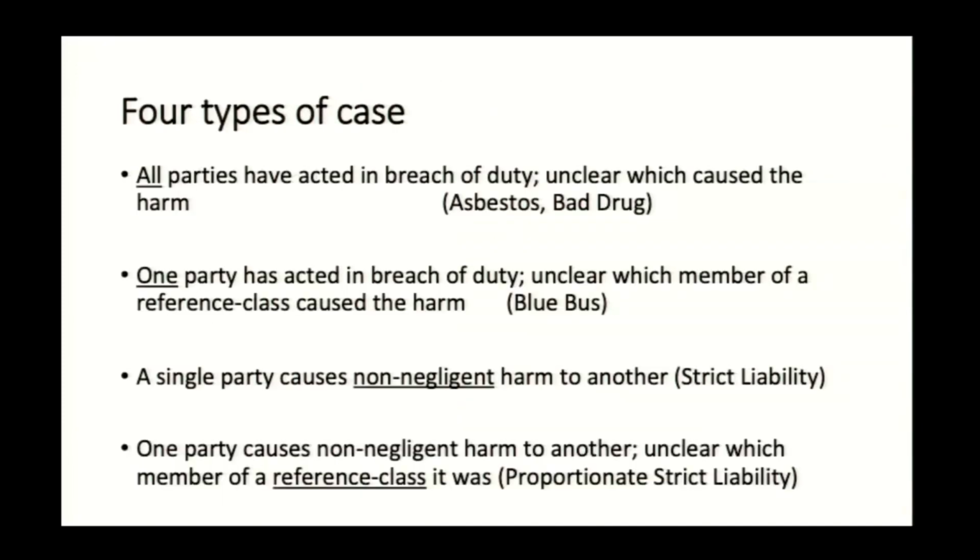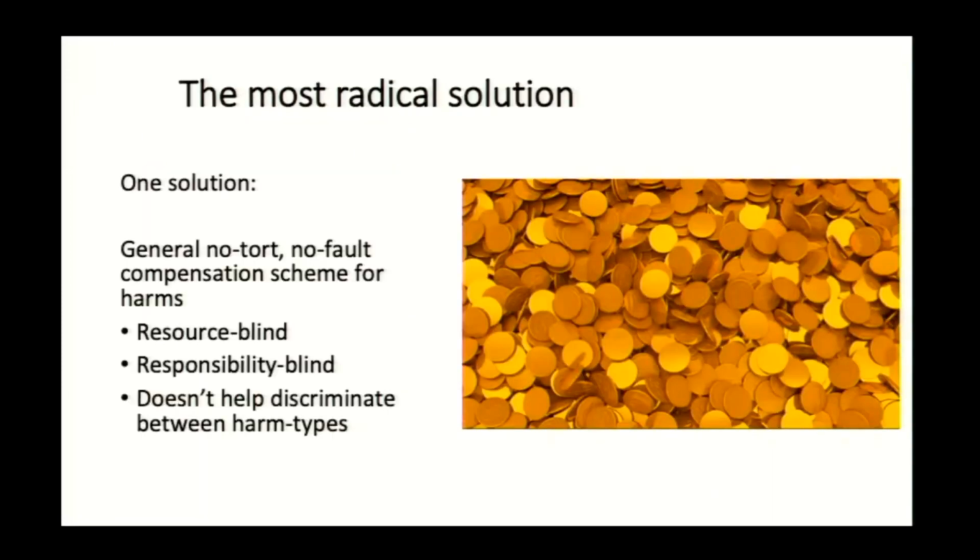What I'm interested in now is to see if we can bridge the asbestos cases to the blue bus cases. So that's the most modest step. We don't need big compensation schemes. We don't need to endorse this wholesale strict liability. I'm interested in whether there's a legal case for moving from the case where all parties have acted in breach, but we don't know who, to holding responsible parties where only one's acted in breach, but we don't know who. So, let's see.